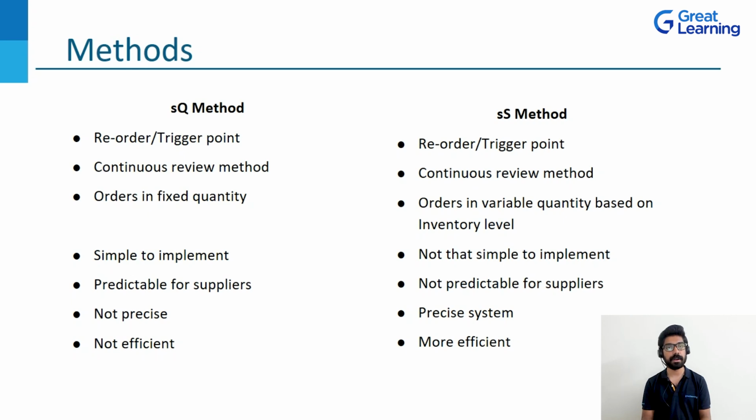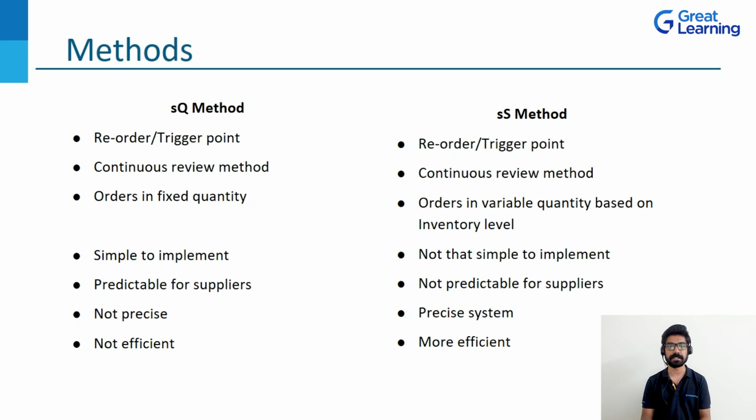Since we are ordering in fixed quantities, the suppliers would know our demand. Whenever we place an order, the suppliers know we'll be ordering a fixed quantity, and it will be easy for them to understand and predict the number of units we require. They'll be able to supply those to you very easily because they already know how much you're going to order.